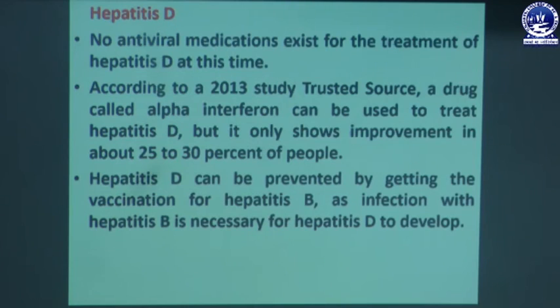Hepatitis D can be prevented by getting the vaccination for hepatitis B, as infection with hepatitis B is necessary for hepatitis D to develop. When a person is at risk of hepatitis B infection, the person should take the hepatitis B vaccination, and through this we can avoid hepatitis D disease.